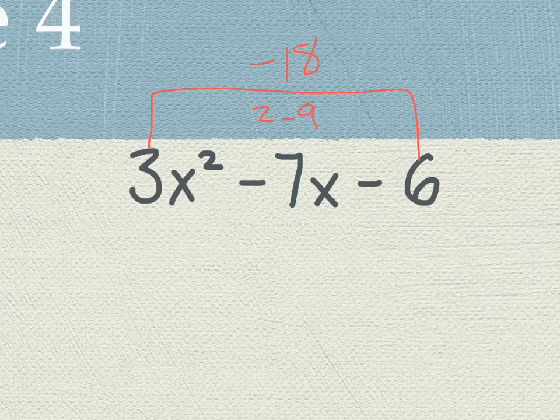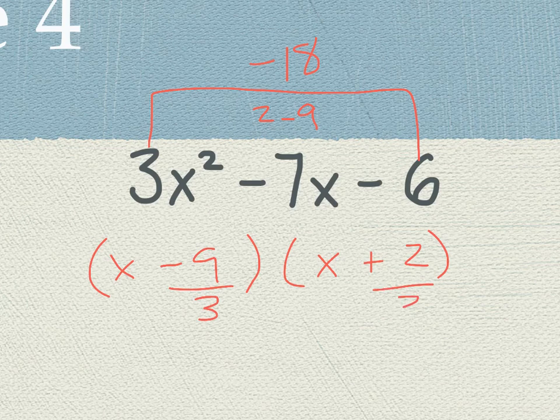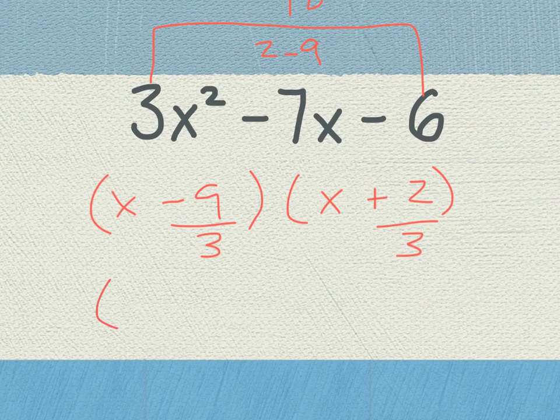What do you do next? Douglas, plug it in. X minus 9 and x plus 2. What do we need to do next? Divide by 3. So what do we get for our first parentheses? X minus 3. And what do we get for our second? 3x plus 2. Awesome.